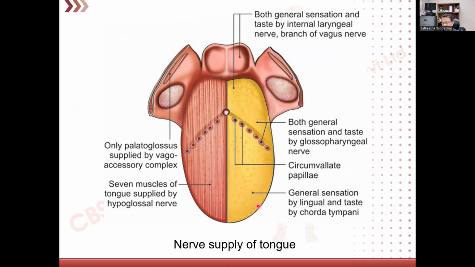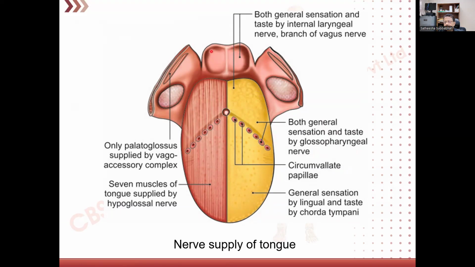As for the general sensation of anterior 1/3, it is through the lingual nerve, branch of mandibular nerve. As far as the taste sensation, gustatory, it is through the chorda tympani nerve, branch of facial nerve, except the circumvallate papillae. So the anterior 1/3, two nerves, lingual and chorda tympani nerve, except the circumvallate papillae. So coming to the posterior 1/3, both general sensation and taste are carried by the glossopharyngeal nerve plus the circumvallate papillae.